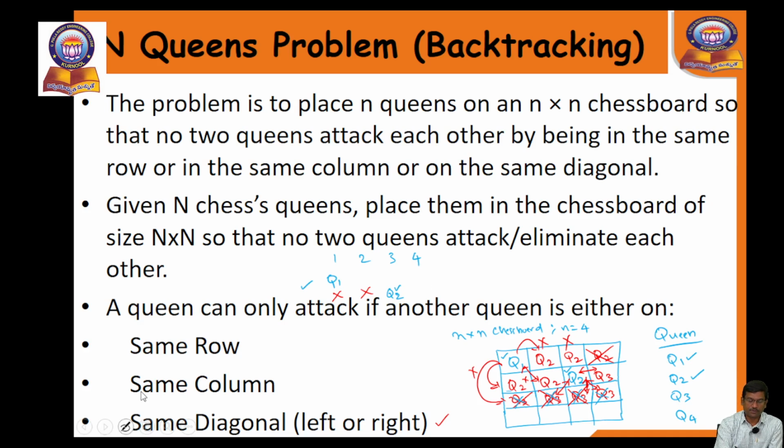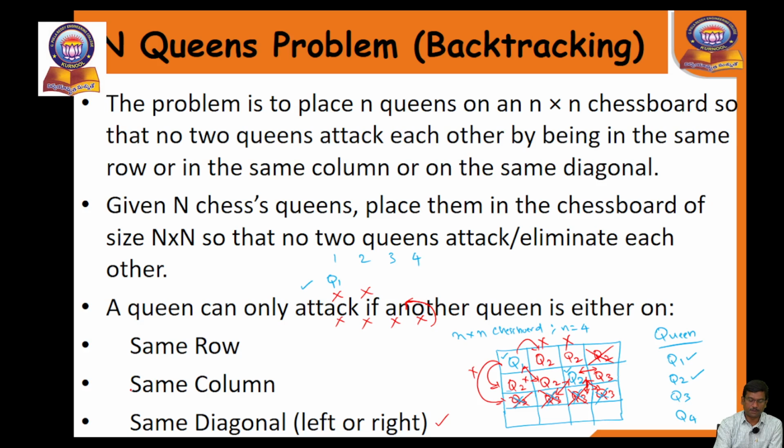That is, next queen, queen 3, cannot be placed here, queen 3 cannot be placed here, because these two queens will be under attack. And we cannot place queen 3 in this cell because these two queens will be under attack. Then in such cases, move back, backtrack and find the other possible path.